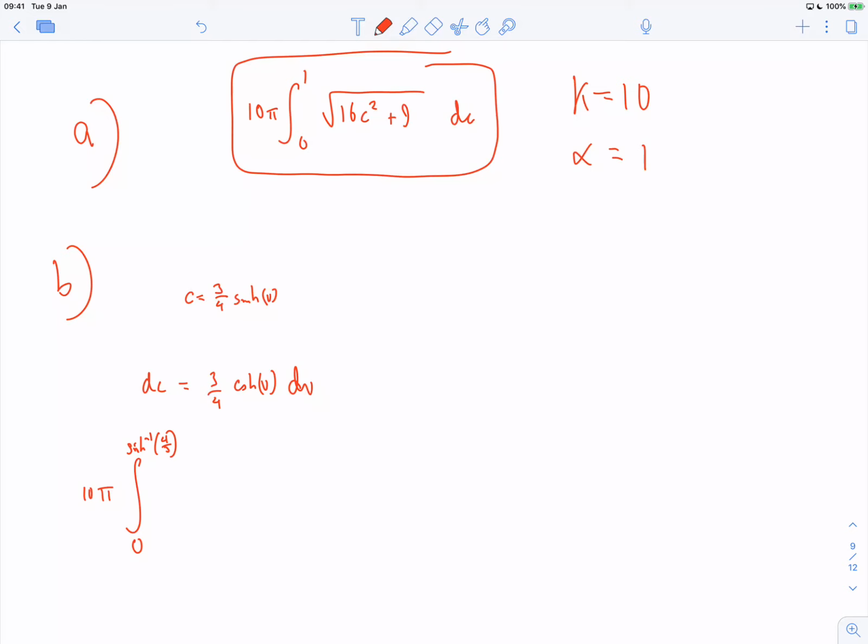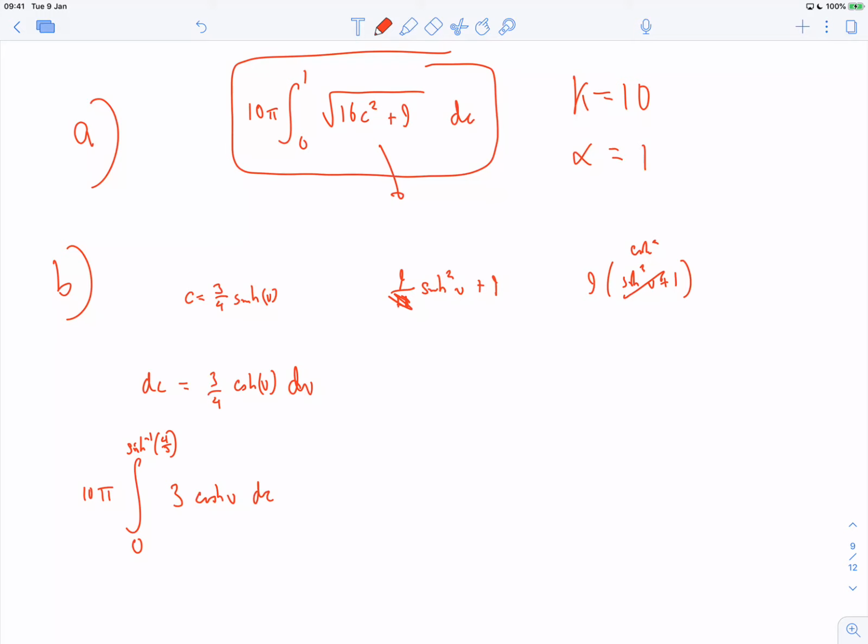Well, what is c squared? That's going to be 9 over 16 of sine squared u. If I times that by 16, that's 9 sine squared u. If I add 9 to that, this is actually 9 lots of sine squared u plus 1. And sine squared u plus 1 is actually cos squared. So the square root of this thing just becomes 3 lots of cos u. Wow, that's nice. And this is still dc.